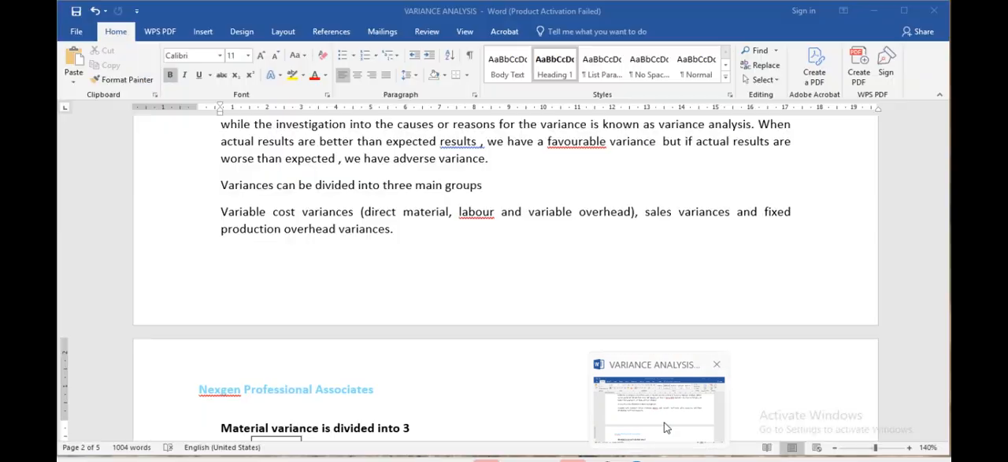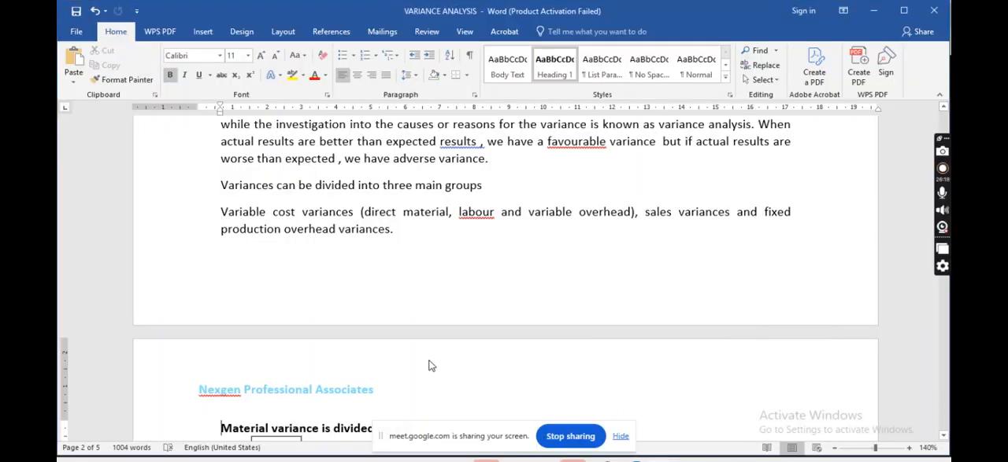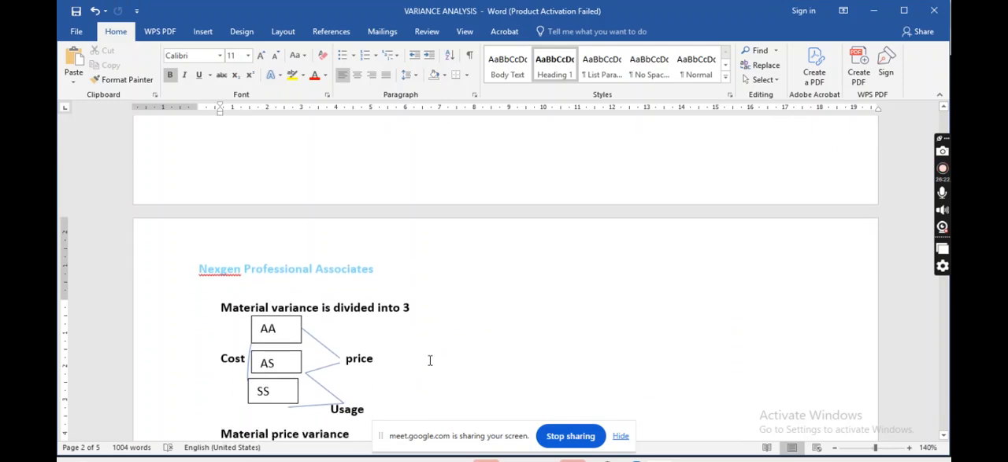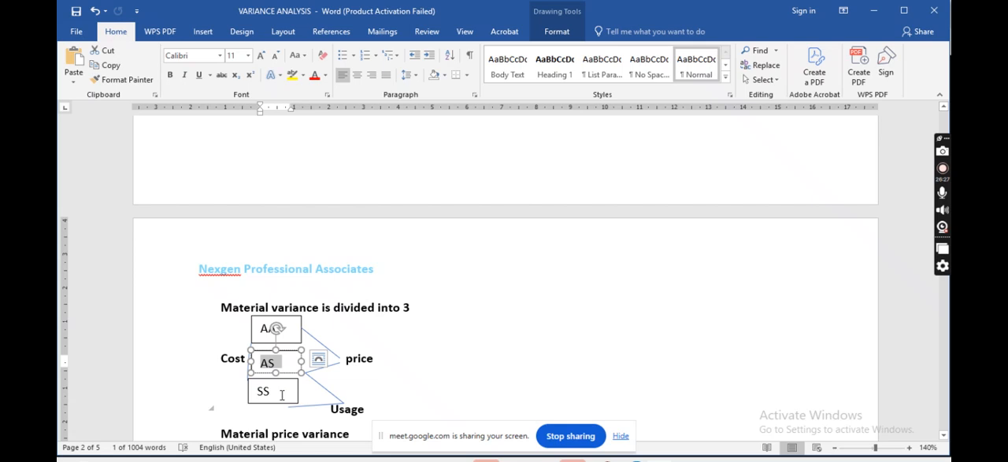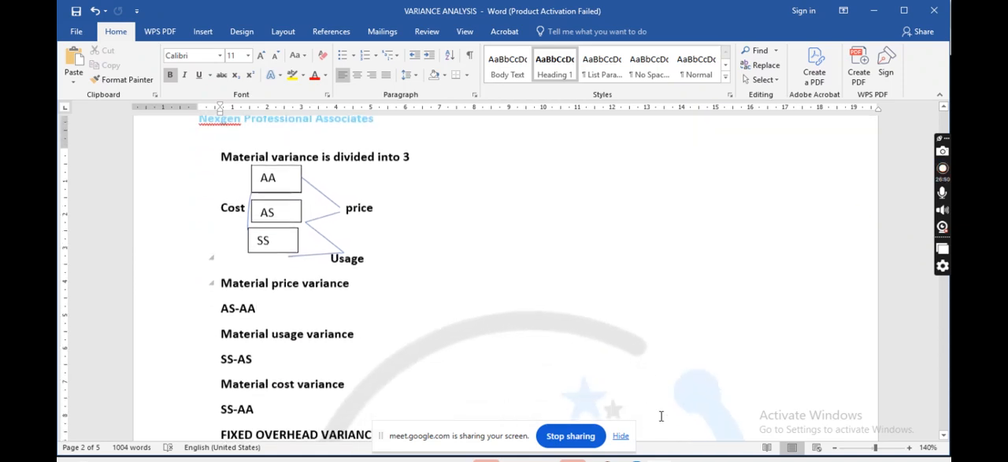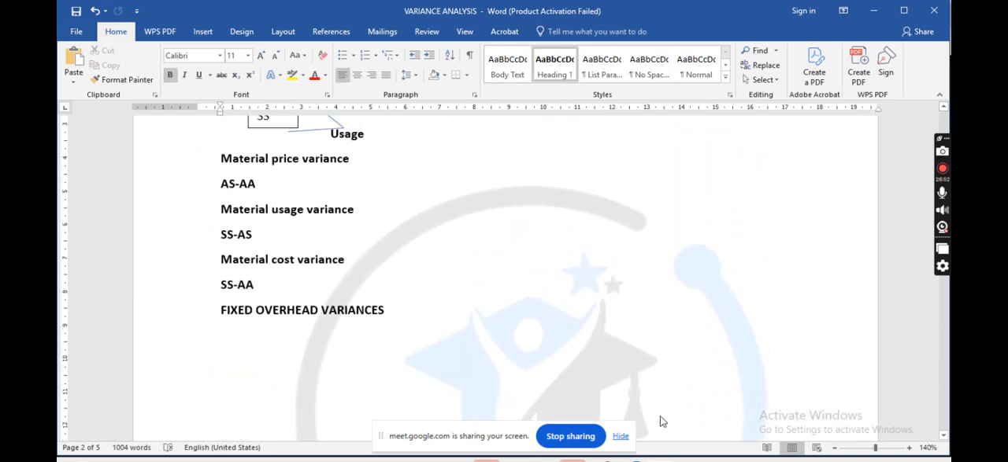Now you could see that we picked material, and the way we picked it: AS to AA, SS to AS. Because it is material, that is why we say QP. When you buy, definitely you have a quantity, and that is the price. That is why we say Q and P. Now, the next variance we have is labor variance.